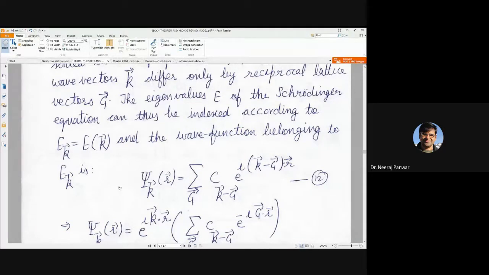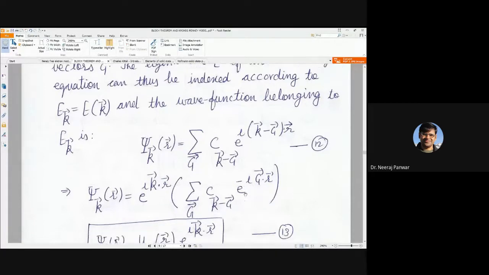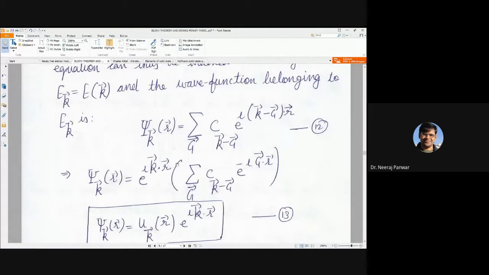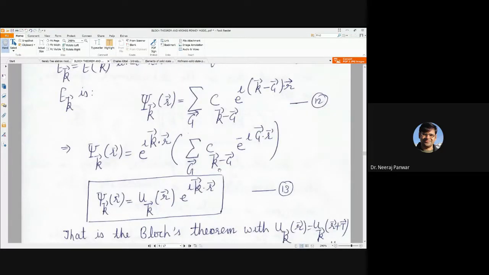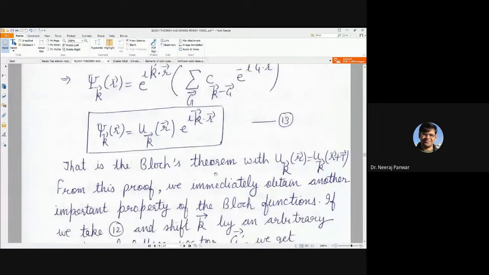So the wave function belonging to E_k is psi_k(r) equals summation over g of c_(k minus g) e to the power i(k minus g) dot r. And if we take e to the power i k dot r as common, inside the bracket we will have summation over g of c_(k minus g) e to the power minus i g dot r. The term inside the bracket is again periodic, which can be written as u_k(r) e to the power i k dot r. It is nothing but again the Bloch function. So this way we have proved again the Bloch theorem, which is valid for degenerate wave functions also.